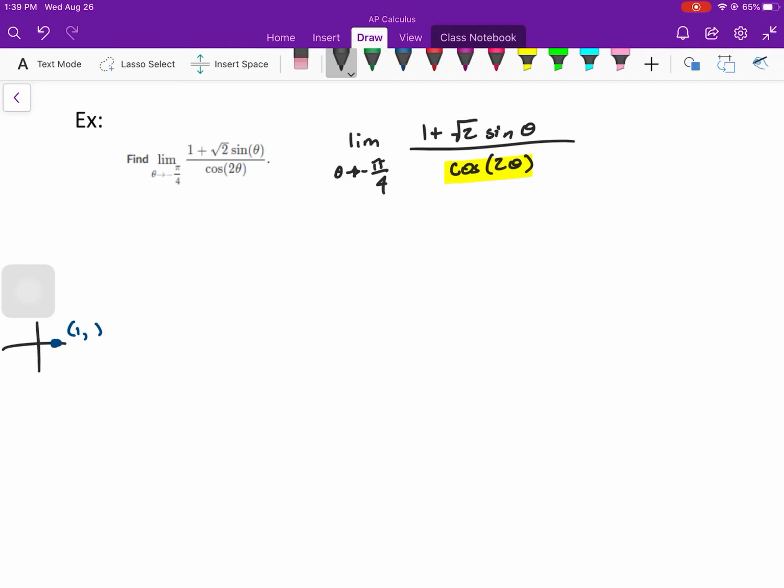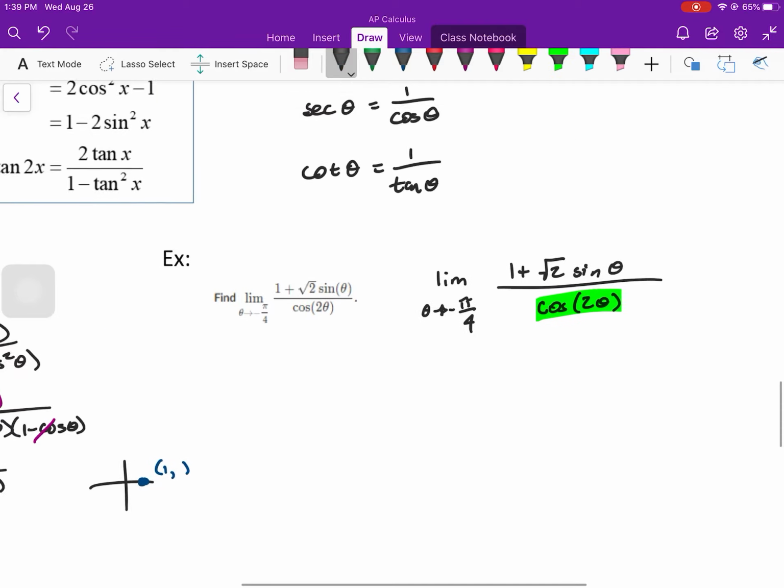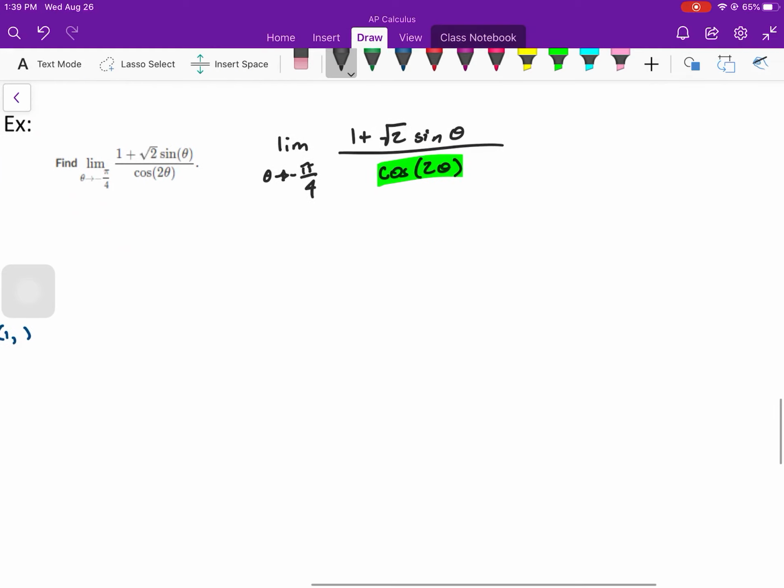So I'm going to go ahead and substitute the cosine of 2 theta with, what was it again? 1 minus 2 sine squared theta. And on the top, we'll have 1 plus the square root of 2 sine of theta.